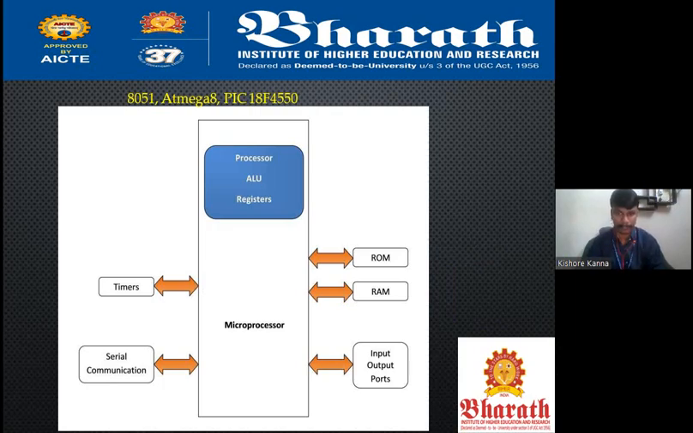Okay, this is the overall architecture, the overall block diagram of a microprocessor. The microprocessor will have a processor for processing the given input data to produce the output. The ALU will be there; according to the arithmetic logic unit, data will be processed, and registers will be there for connecting the input output port, RAM, ROM, timers, and serial and parallel port communication. So everything will be connected to the microprocessor through the address bus as well as the data bus. This is the pictorial representation of 8051, ATmega8, PIC 18F4550.